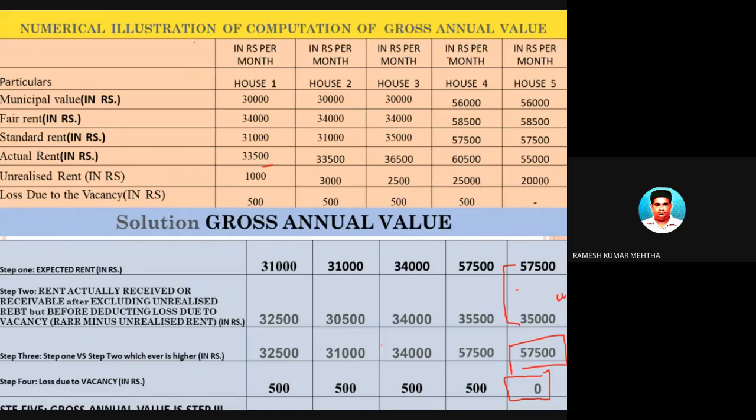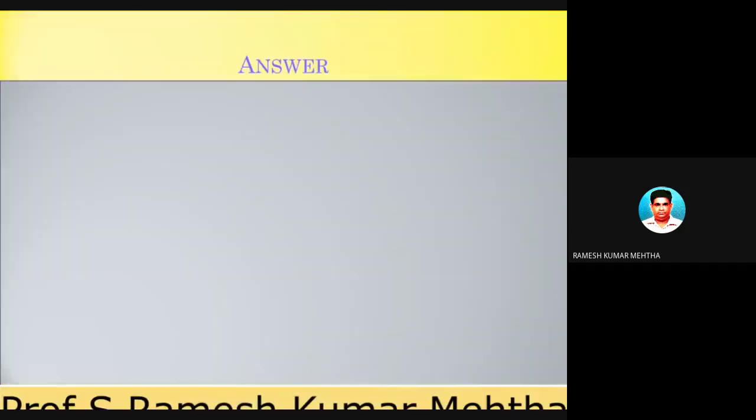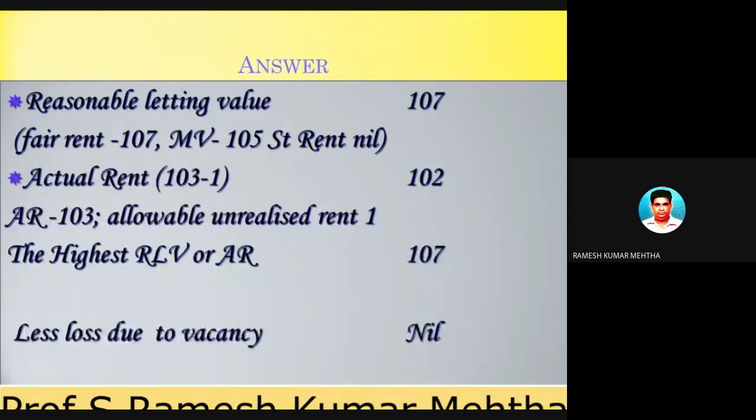Step number 5 is step number 3 minus step number 4. That is 57,500 minus 0. That is 57,500. That is the gross annual value of the house property. So this is the method of finding out the gross annual value of the house property by using step number 1, step number 2, step number 3, step number 4, and step number 5. So let's do a similar problem.